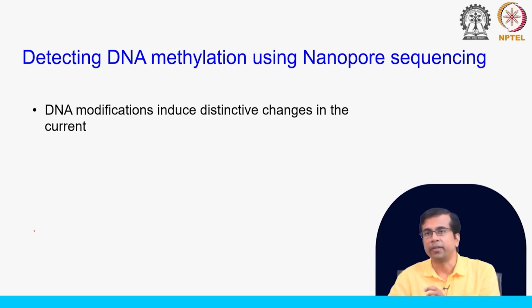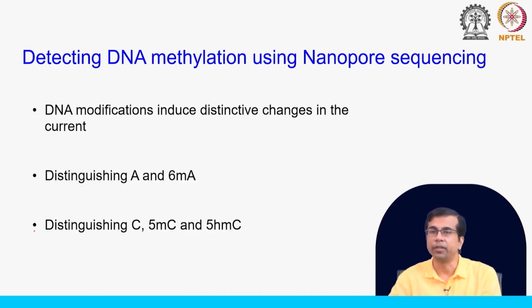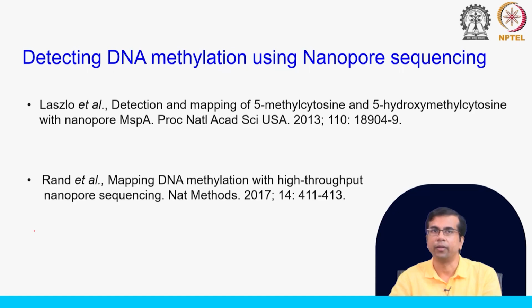So what happens is that DNA modifications are unique chemical signals, and they induce distinctive changes in the current. The moment you change the chemical structure, the resistance will be different, and that induces distinctive changes in the current. This has been used for distinguishing A and 6-mA, as well as distinguishing C, 5-mC and 5-hmC bases. Here are two papers looking at this detection and mapping with nanopore for these different types of modifications. You can go and look into their data and how these current signals are different from each other.